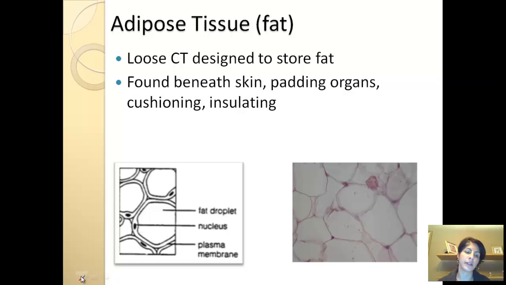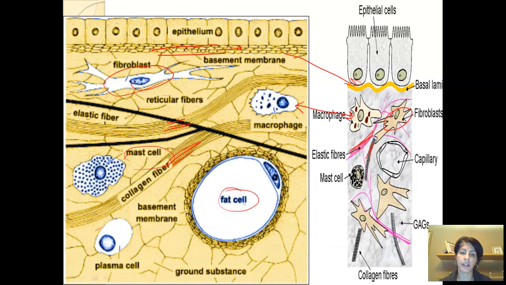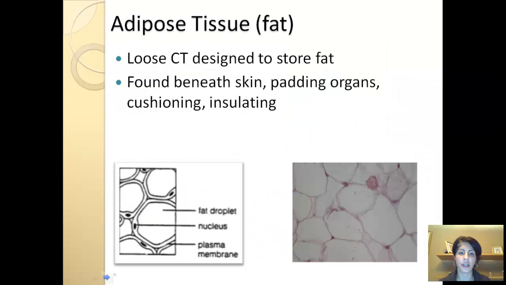Adipose tissue, which is, let me go back just for a second, take a look at this fat cell. So when a bunch of fat cells are together and they're connected, you end up with adipose tissue, and this is loose connective tissue. It stores fat droplets, okay, so lots of lipids, and the function for adipose tissue is to pad organs, to cushion, to insulate.